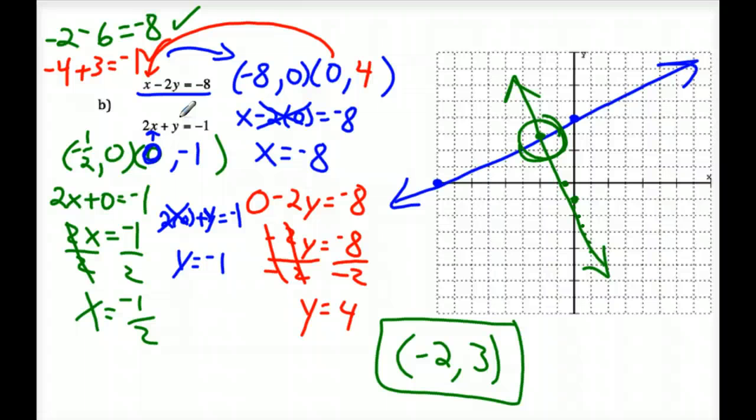Graph using x and y intercepts. Guys, we're not doing anything with slope here because we're finding the x and y intercepts. This is the other way that we figured out how to graph.